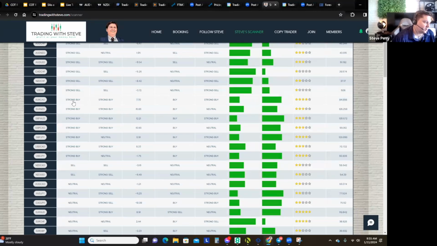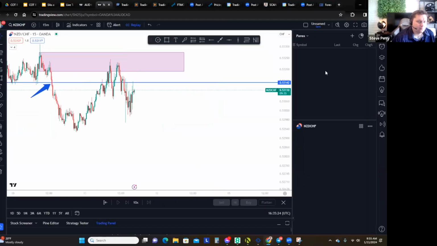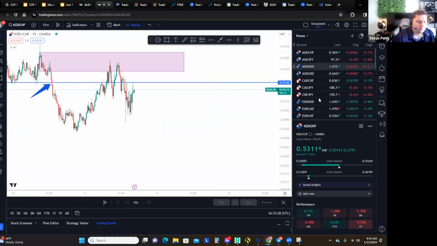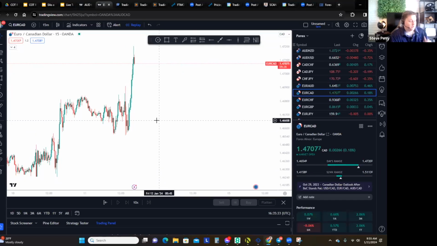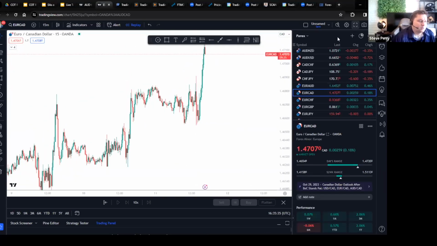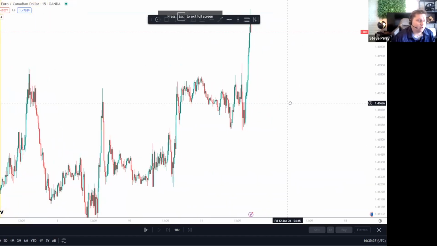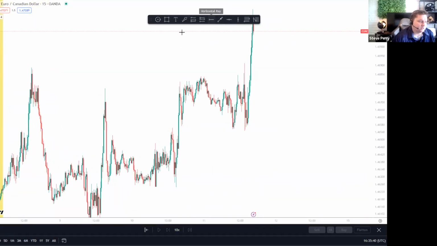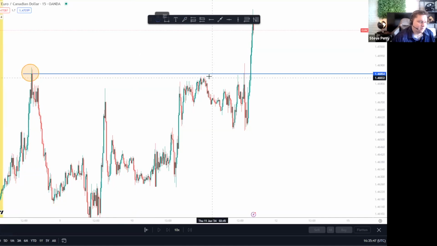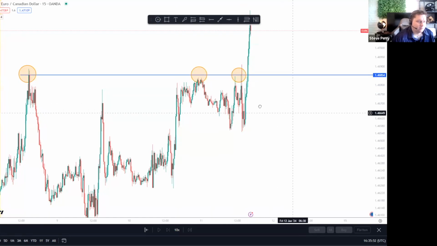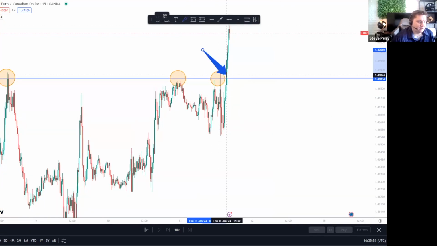So now let's go to the next currency pairs. We've got the Euro CAD. That's a strong buy. Okay, so here's the Euro CAD. This did have a really nice structure break today, similar to the USD CAD right here. That is definitely a structure break, right? Easy to see that.